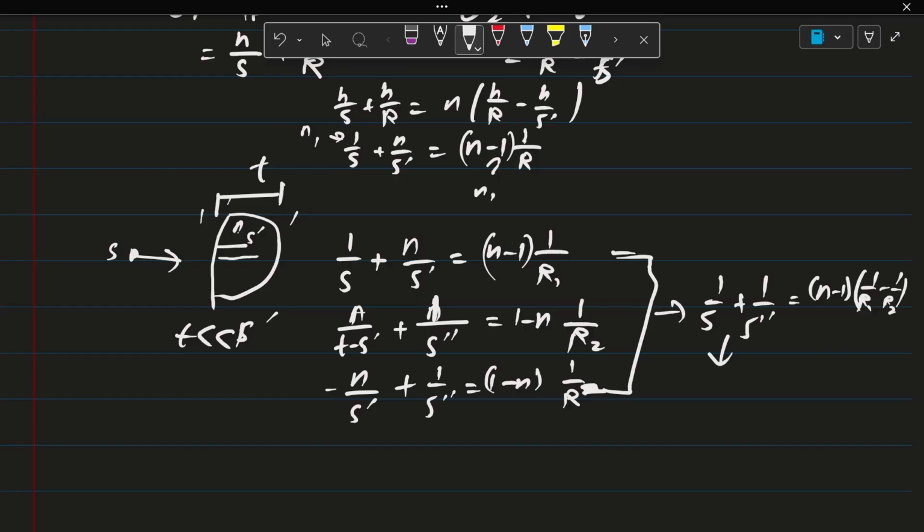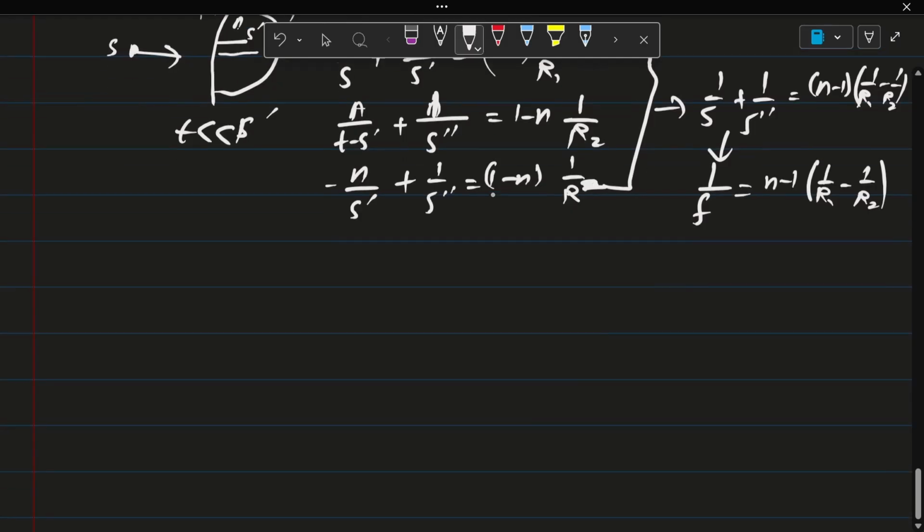So this s and the s prime prime is something which you know from the lens equation to be 1 over f, or the reciprocal of the focal length. It's n minus 1, 1 over r1 minus 1 over r2. So we have seen how we actually construct lenses.